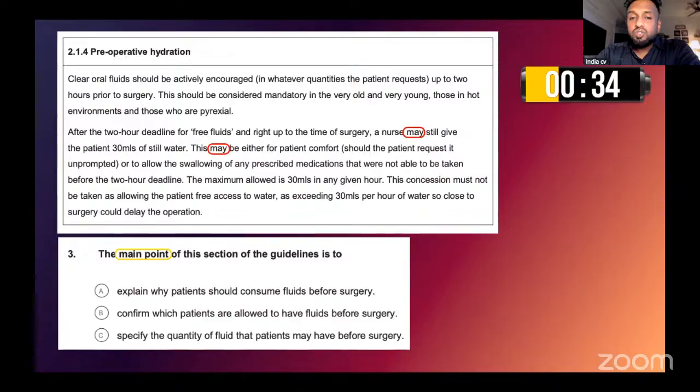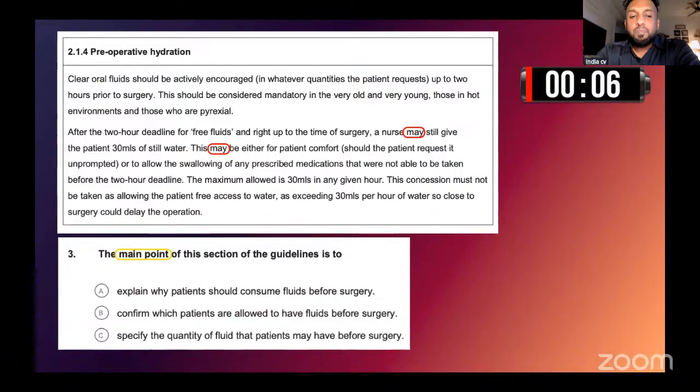Explain why patient should consume fluid before surgery. Is that the main point? That is there in my first 3 lines, but my bigger paragraph is all about when to restrict. The second option says confirm which patients are allowed to have fluids before surgery. There is no condition on that. The concession must not be taken as allowing the patient free access. So for all the patients, it's going to be the same. There is no particular set of patients.